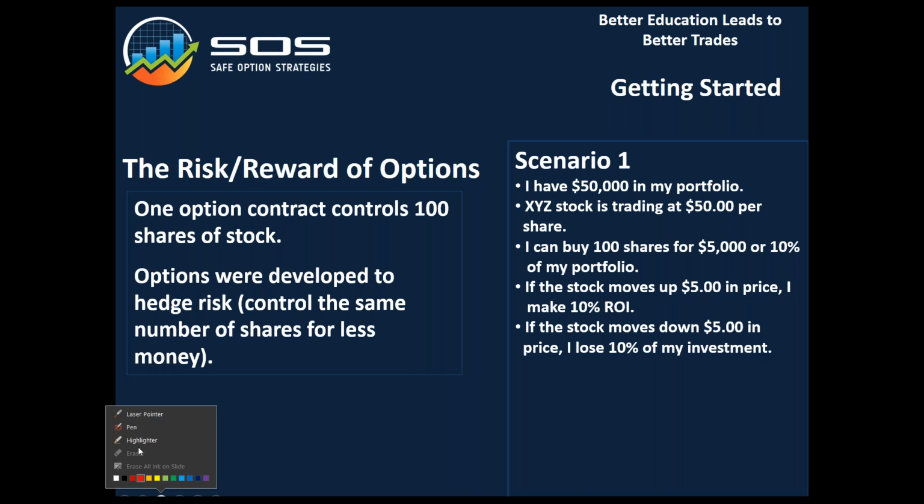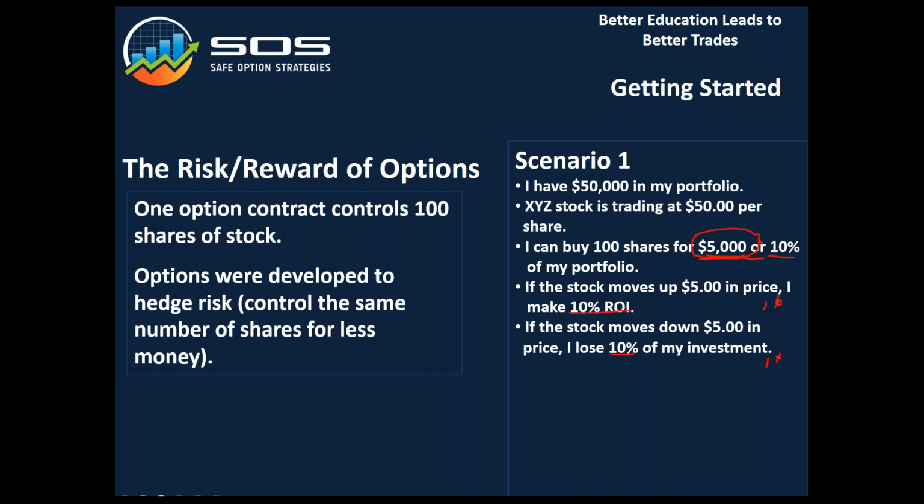So think about it this way. $5,000 is only 10% of my portfolio. A 10% return on that $5,000 is going to be a 1% increase in my overall portfolio. A 10% drop in that $5,000 is going to be a loss of 1% in my portfolio. Okay, that's not a horrible thing, right? Not a huge amount of reward to the upside, not a crazy amount of risk to the downside, but theoretically speaking, 100% of this is at risk.